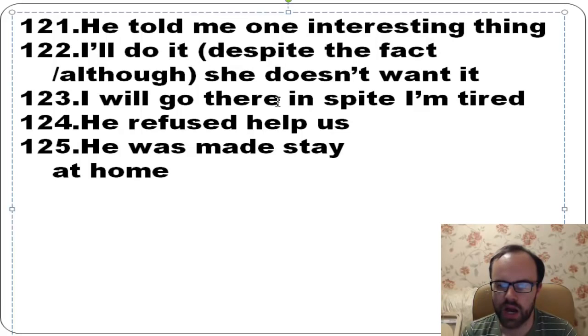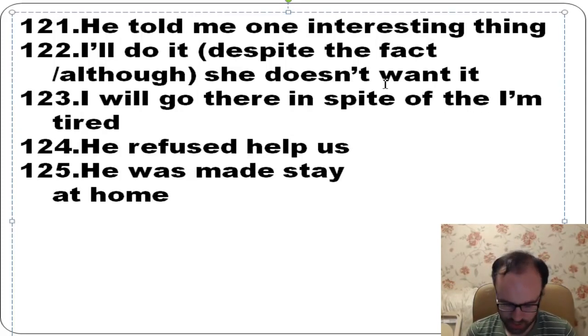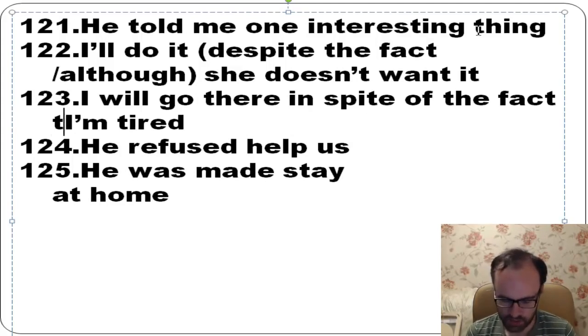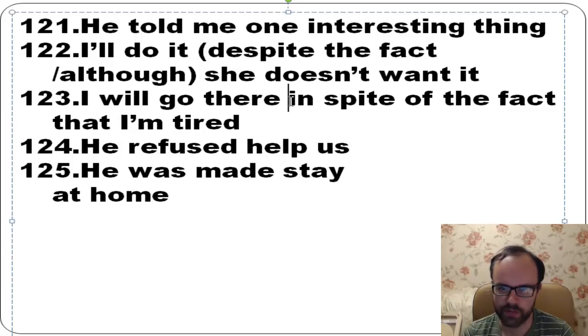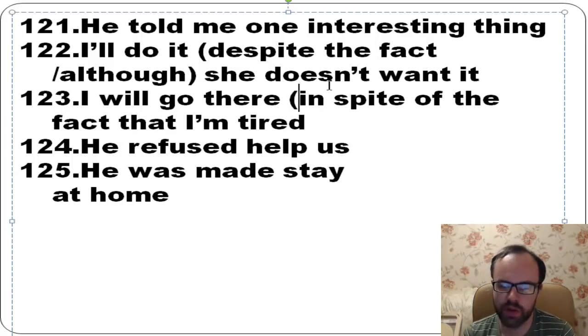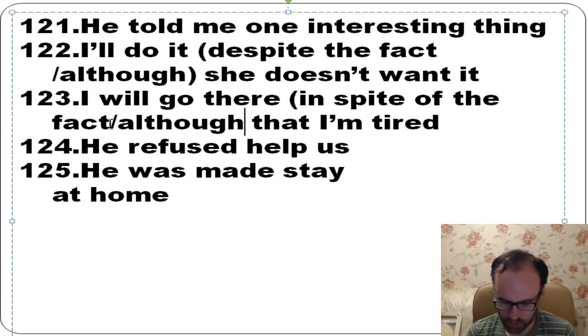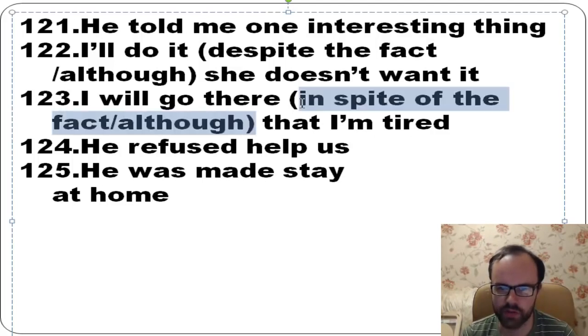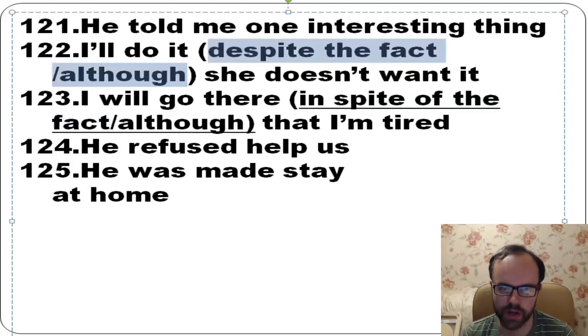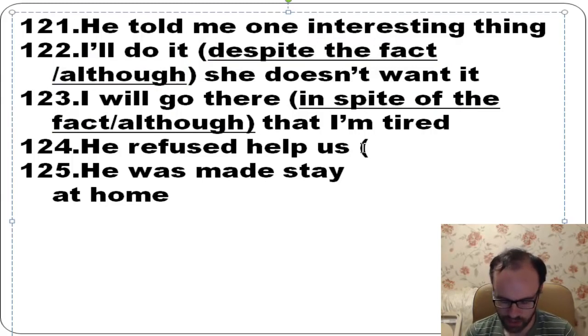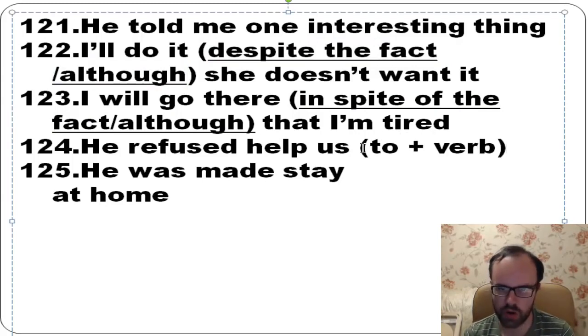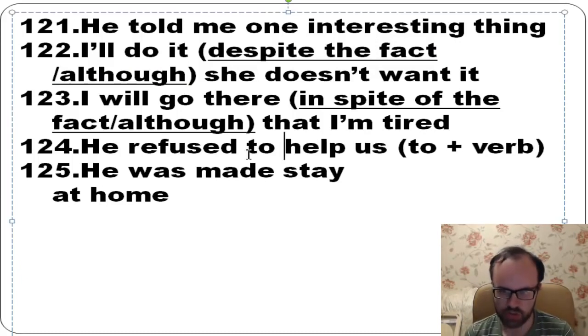Okay, I will go there in spite I am tired. So the same thing, in spite of the fact that I'm tired, in spite of the fact. So despite or in spite of, these structures are the same, or although I'm tired. Okay, he refused to help us. So help is in infinitive, and it means that you need to use to plus verb. He refused to help us.